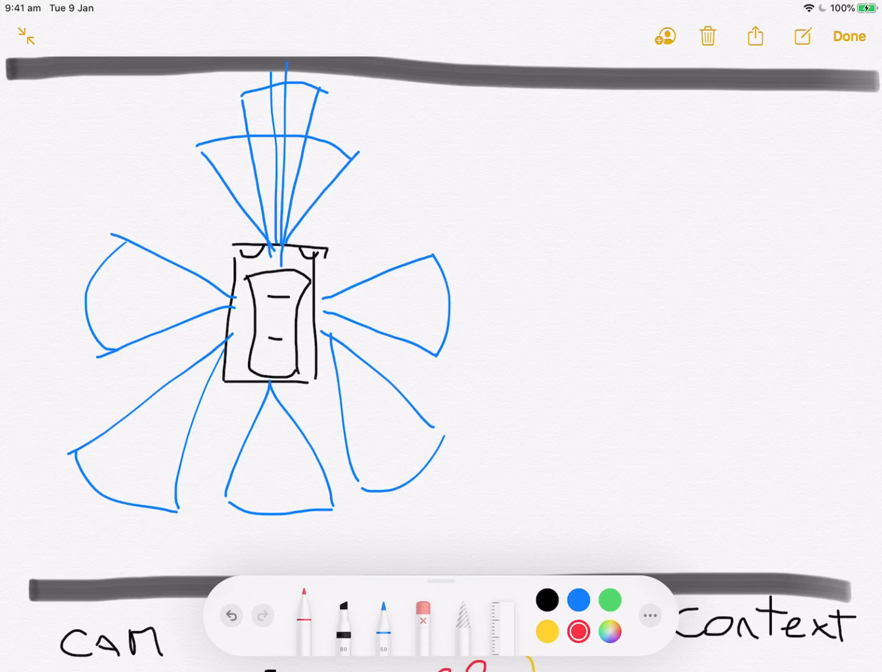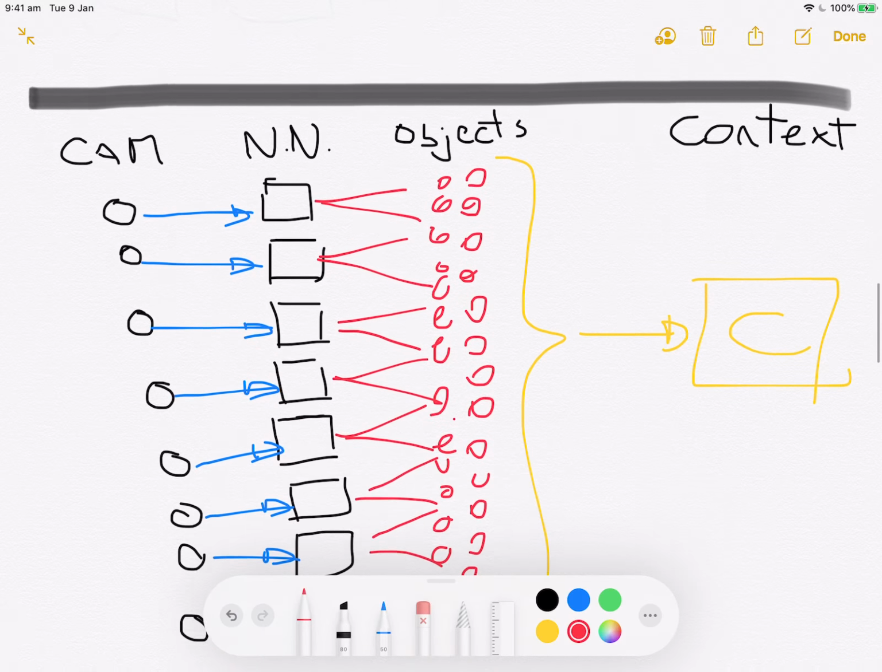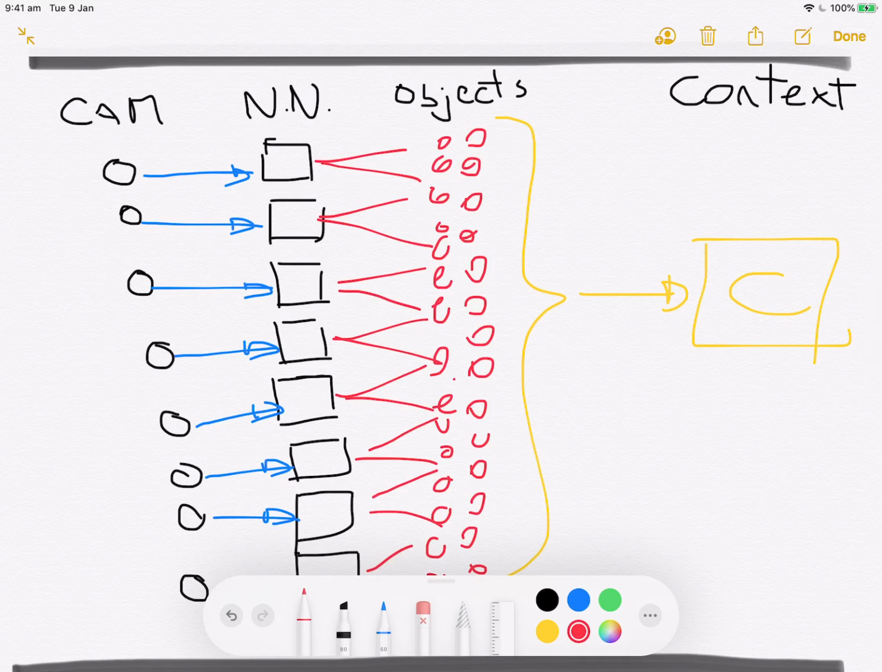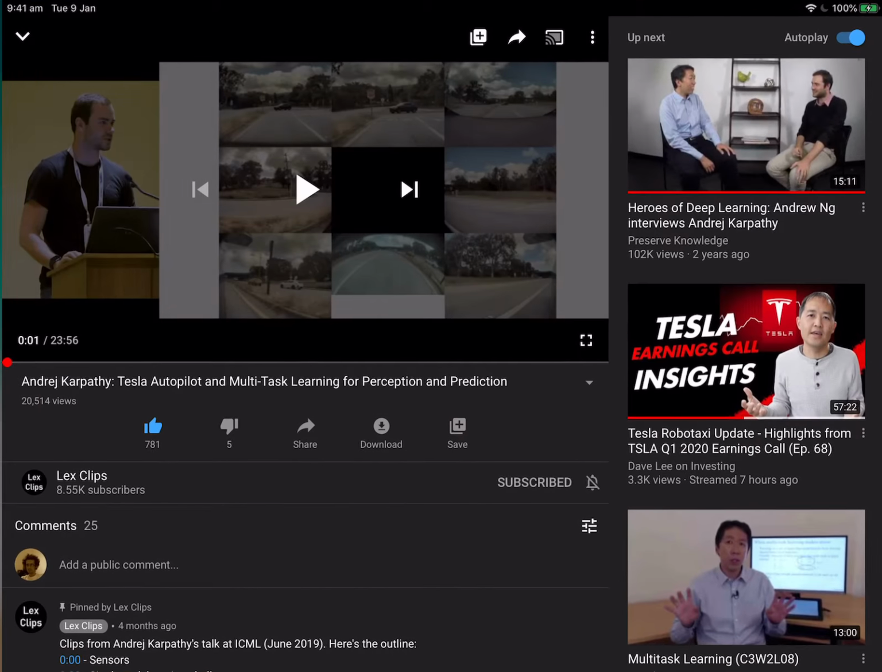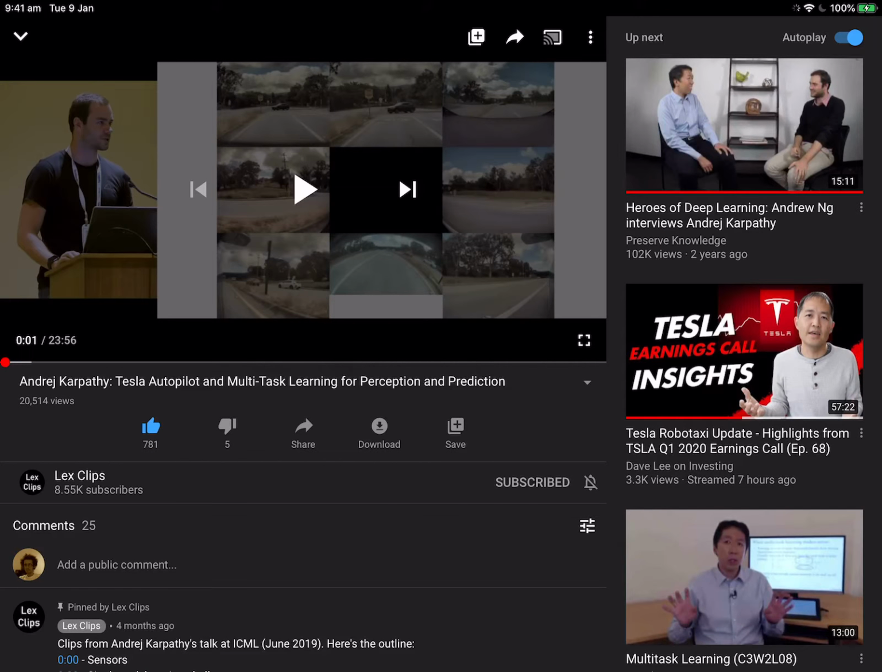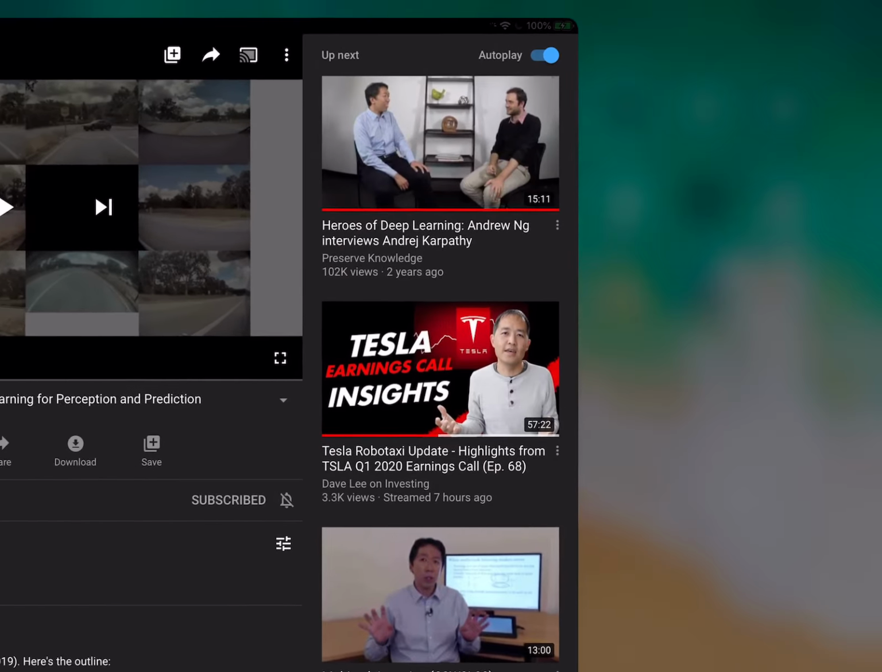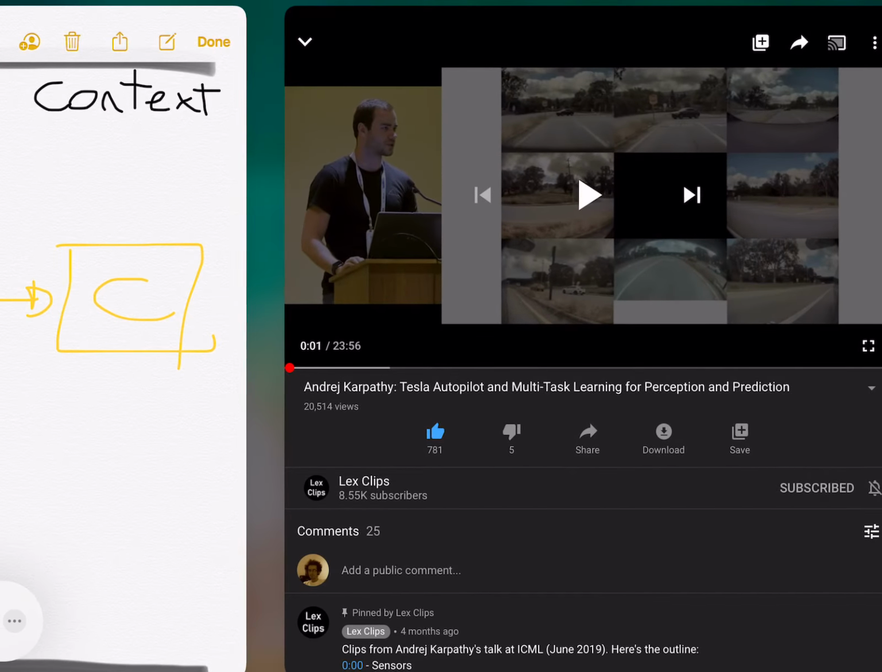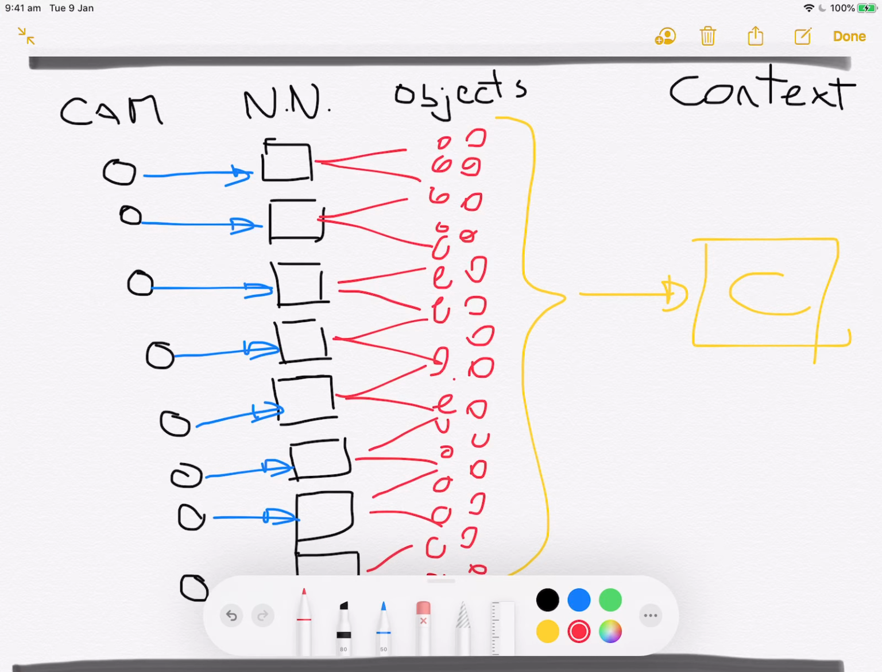So it has cameras. And this is based on my current understanding of the current architecture of Autopilot, based on the talks by Andrej Karpathy. This is great. I really love watching this guy talking. He's great, but he's fairly technical. So what I'm trying to share with you here is a simplified version of that.